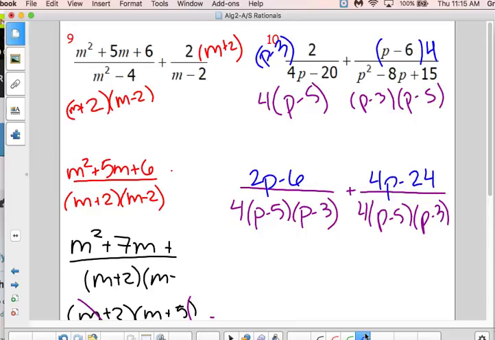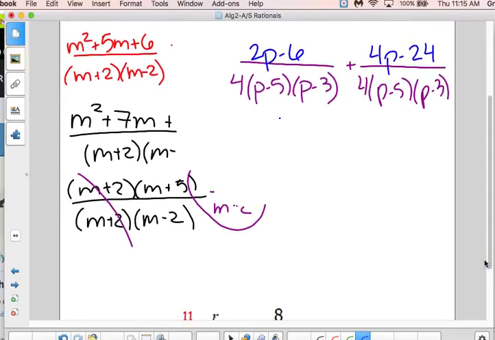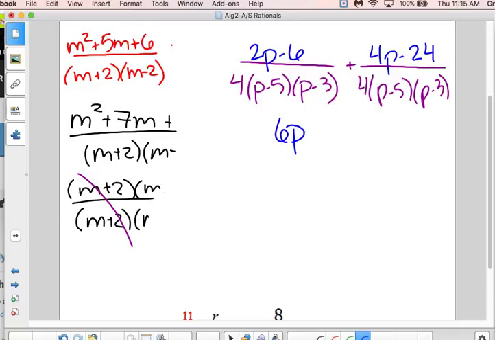Write your denominator first, because then you can see missing parts. How many p's will this one have? How many constants? Negative 6 plus negative 24? Negative 30. Exactly, you can take the 6 out. So if you stop right here, you have added them together. It's just the last step would be simplifying it.